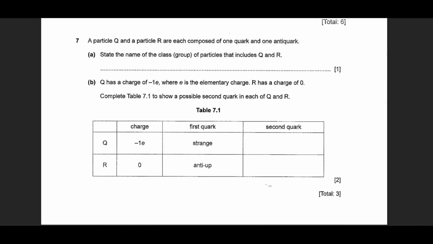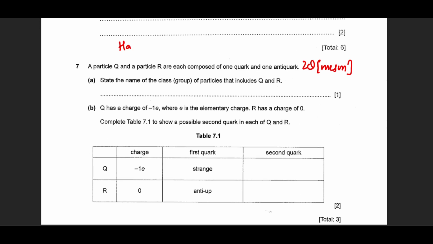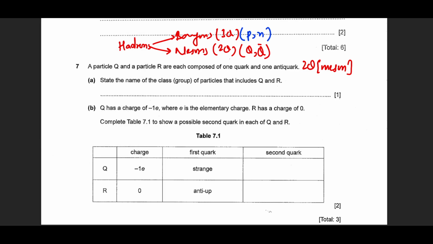This question is from radioactivity. He says particle Q and particle R are composed of one quark and one anti-quark. So we only have one family that has two quarks. That is the meson family, which falls under the category of hadrons. So we have hadrons, and from hadrons we have baryons, and we have mesons. Baryons have three quarks and mesons have two quarks, one quark and one anti-quark. And baryons, we have done that in our previous syllabus. That is actually protons and neutrons that have three quarks, right? So he says state the name of the family. So that is mesons only, or meson, right?